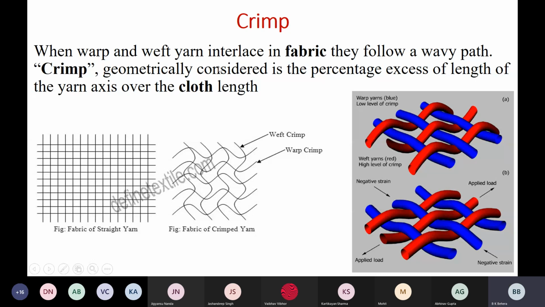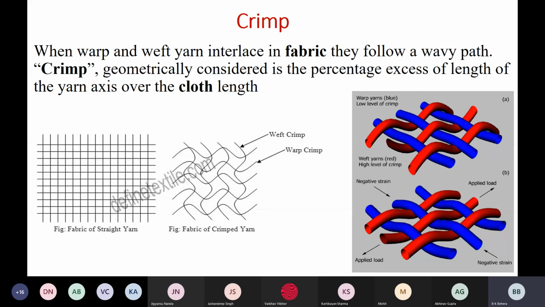When warp and weft yarn interlace in fabric during the weaving process, the yarn follows a wavy path. They are not straight. So this wavy path inserts crimp in the yarn. So crimp, geometrically considered, is the percentage excess of length of yarn axis over the cloth length.